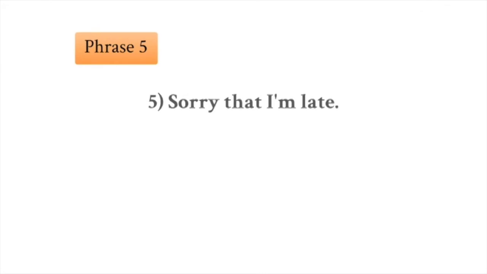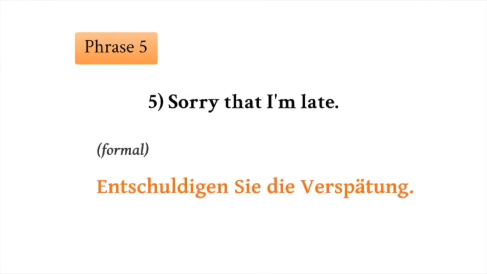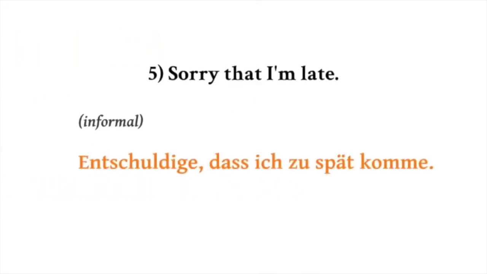Phrase number 5 is sorry that I'm late. In a formal way, we would say entschuldigen Sie die Verspätung. Verspätung can be translated as delay, and the exact translation of the sentence is sorry for the delay. In an informal way, we would say, Entschuldige, dass ich zu spät komme. Dass can be translated as that and spät is late. Entschuldige, dass ich zu spät komme.